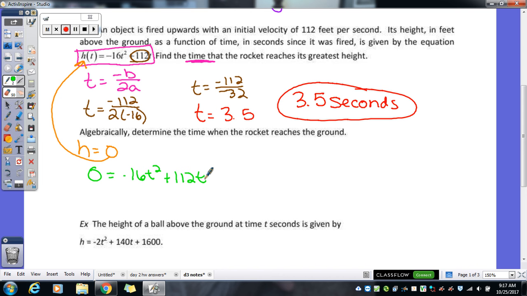So now let's do a GCF factor over here. What goes into both a negative 16t squared and 112t? Well, let's see. What's 112 divided by 16? Does that work? 7? So yeah, we can pull out a negative 16t. So that means I'd be left with t minus 7.